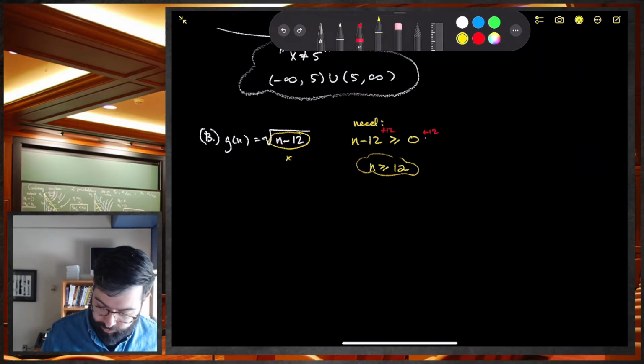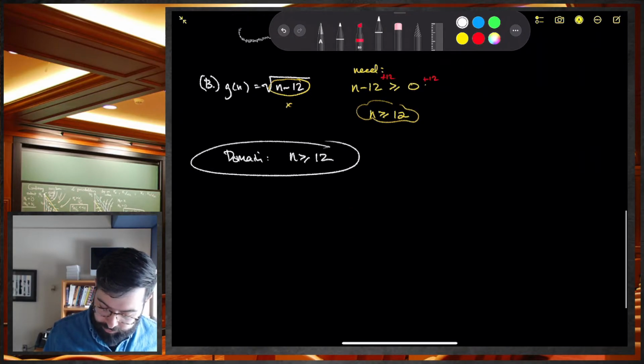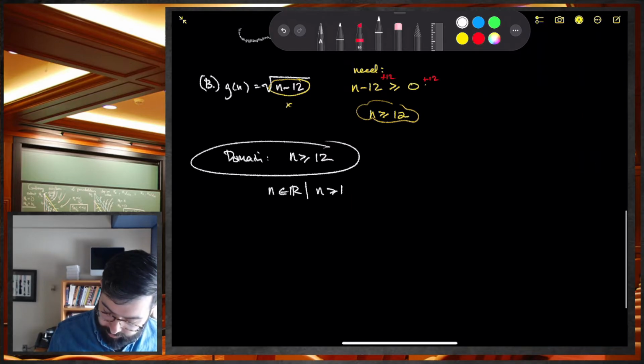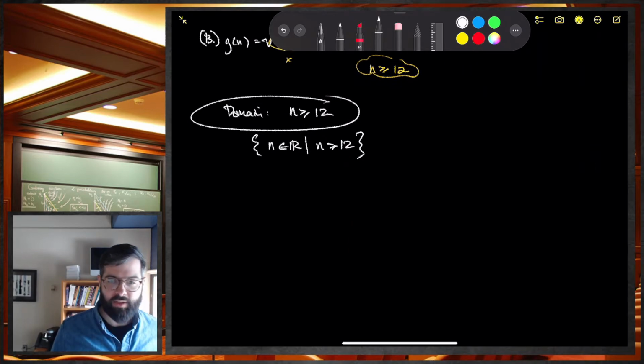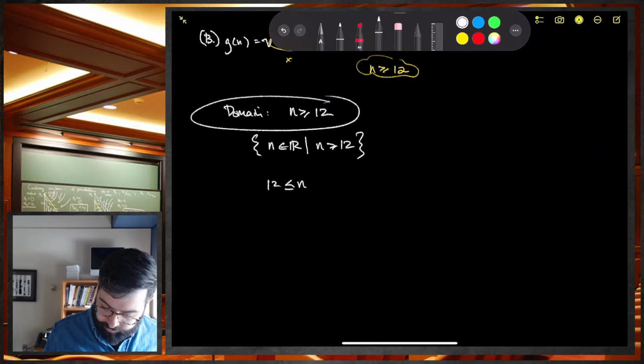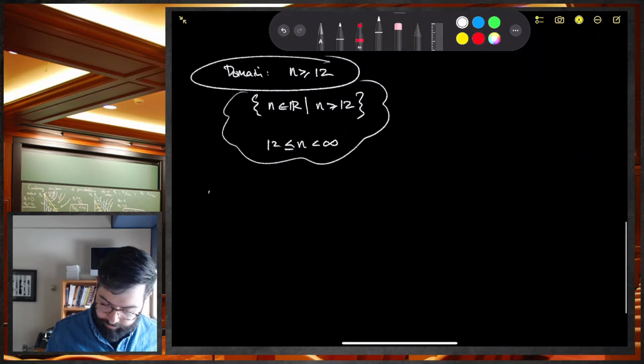So then we say the domain is all numbers n greater than or equal to 12, or you could say all n in the real numbers such that n is greater than or equal to 12. You could see all sorts of things depending on what class you're working in, what text you're reading, etc. Or you could see something like an interval from 12 and up to infinity, either of these.